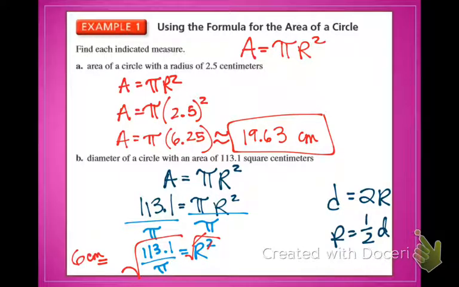The radius is 6. We're trying to find the diameter. The radius is half the diameter. The diameter is double the radius. So 12 centimeters is our final answer. Boom. All right, so here's what you're going to be doing the rest of today.